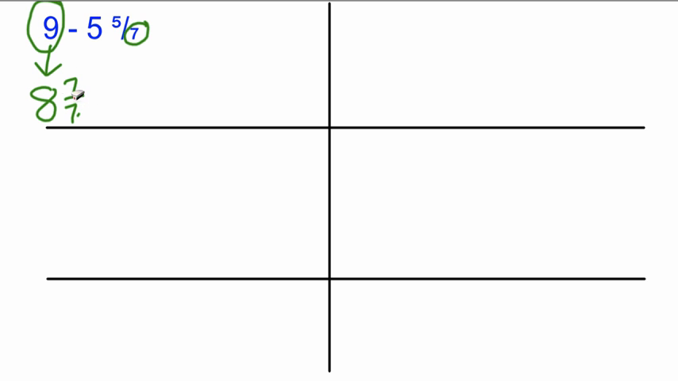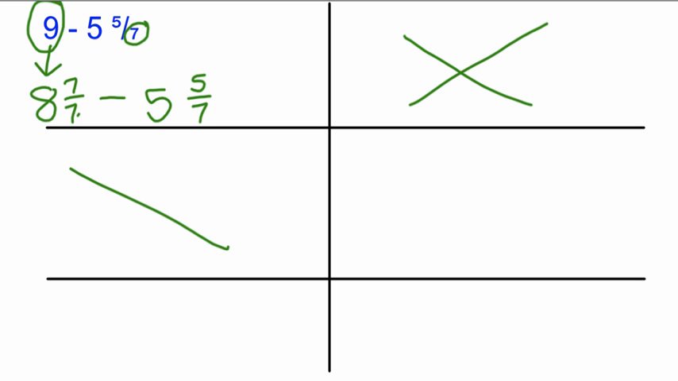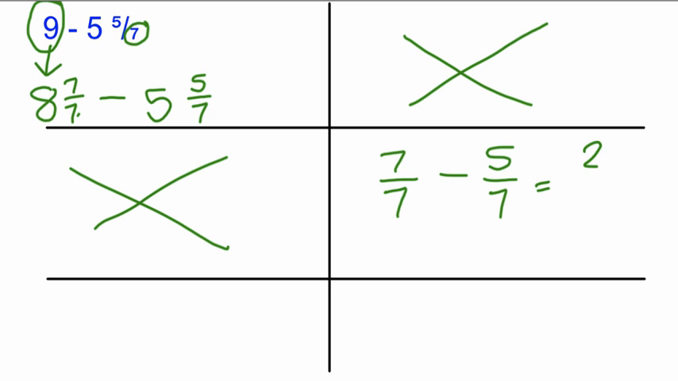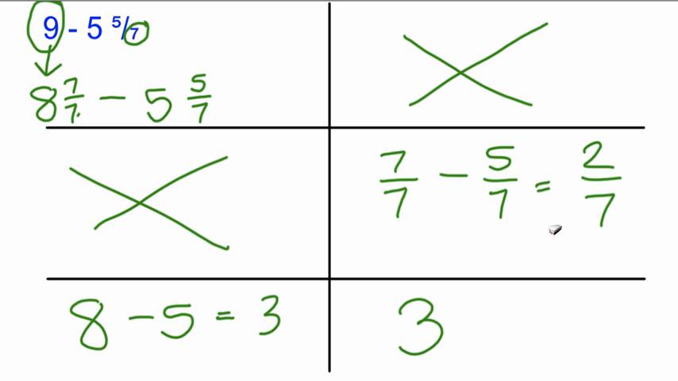So now my new problem is 8 7/7 minus our other fraction, 5 5/7. We can skip this step because we already have common denominators. We can skip this step. So we're just going to, in this box, subtract 7/7 minus 5/7, which is going to be 2/7. In this box, we're subtracting our whole numbers, 8 minus 5. 8 minus 5 is 3. And then in our final box, we're going to piece together our whole number and our fraction. 3 2/7 is the final answer.